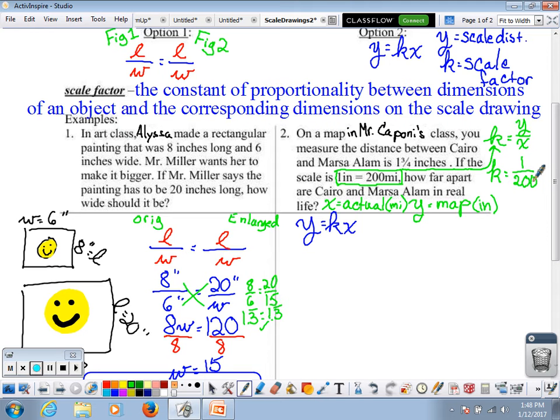So they're giving us the scale factor. They're telling us that the scale factor is 1/200. So we can make the equation y equals 1/200 times x. So this is the equation that we would use to answer questions about this story. I can find distances on the map. I can find distances in actual Egypt.